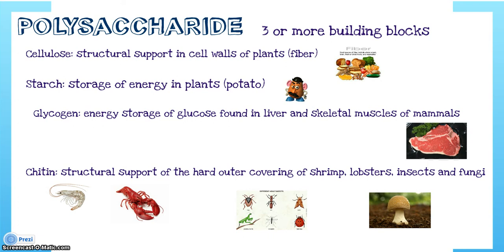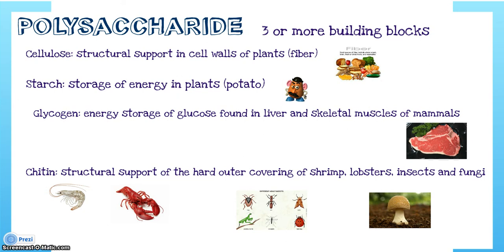The second is starch, which is the storage of energy that we get from plants, like potatoes, spaghetti, that carb-loading kind of stuff. The third is glycogen, which is energy storage we get from glucose found in the liver and skeletal muscles of mammals, like when you eat a steak or ribs or ham or something of the like.